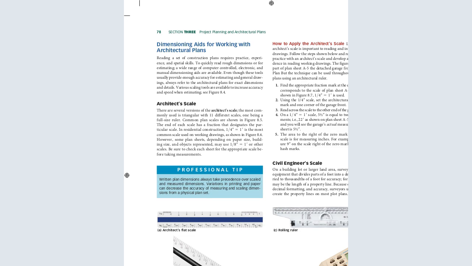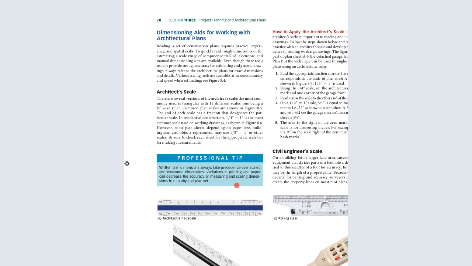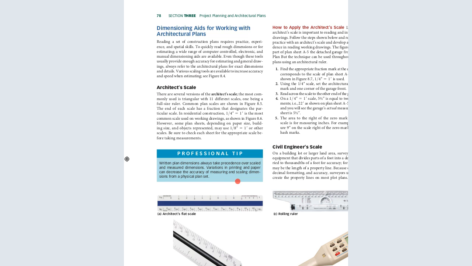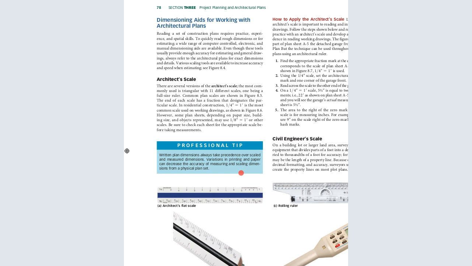So when we proceed, we can see now the dimensioning aids for working with architectural plans. Reading the set of construction plans requires practice, experience, and special skills. To quickly read through dimensions or for estimating, a wide range of computer-controlled electronic and manual dimensioning aids are available. Even though these tools usually provide enough accuracy for estimating and general drawing, always refer to architectural plans for exact dimensions and details.